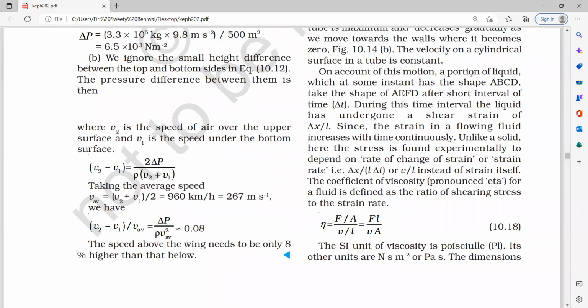Now, on account of this motion, a portion of the liquid which at some instant has the shape ABCD takes the shape AEFD after a short interval of time, delta t. During this time interval, the liquid has undergone a shear strain of delta x by L, because you can find from the last chapter there was tan theta and that was delta x over L.